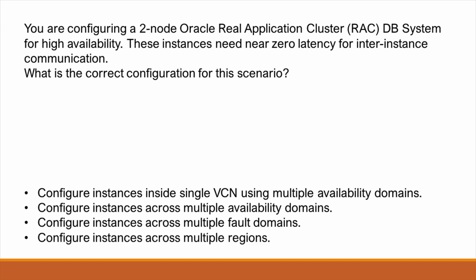The correct answer for this question is option 3, configure instances across multiple fault domains, because it is advised to configure a Real Application Cluster, known as RAC, in a single physical data center, which is an availability domain in OCI. That's why we need to configure instances across multiple fault domains.